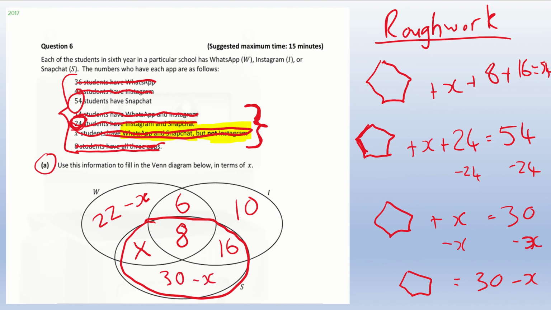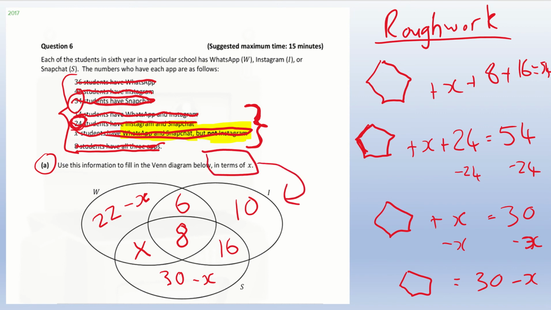30 minus x. And right now, if you look at the question, if we put a line through that, we have catered for every single piece of information in the question. And also, we've done everything in terms of x, as in some places in this Venn diagram there is an x involved. So just as a summary for your Venn diagrams, start in the middle, work your way out, but cater for the numbers that you have in your Venn diagram already.